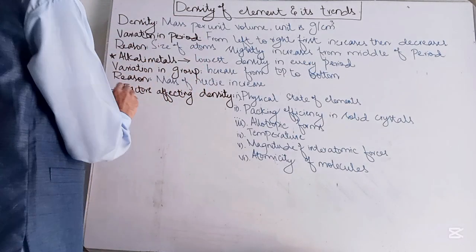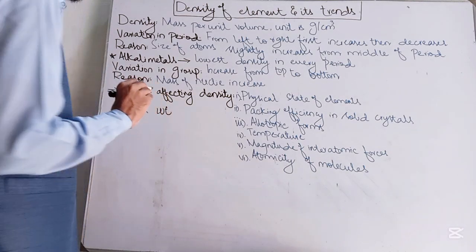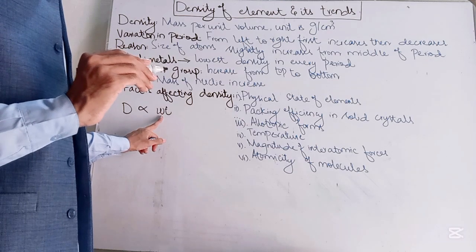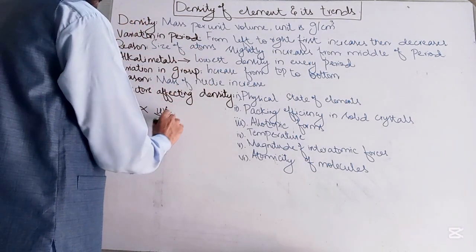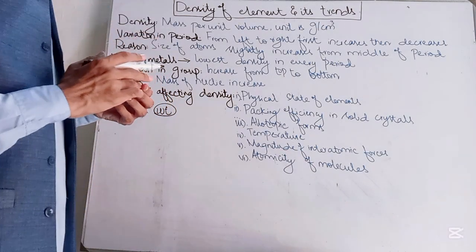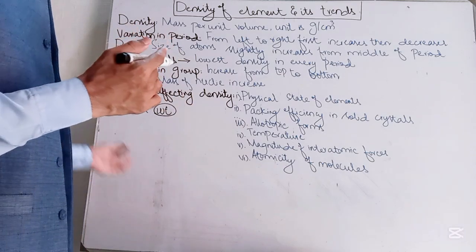As you people know, density is directly proportional to weight. So from top to bottom, weight increases. Despite the increase in size, weight has a much more pronounced effect on the density, and so the density of atoms or density of the element goes on increasing from top to bottom.